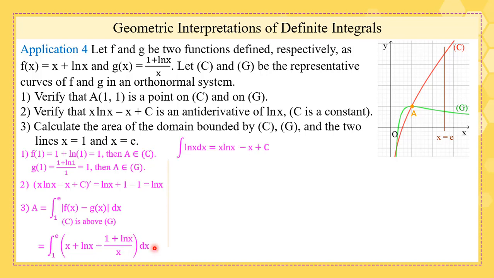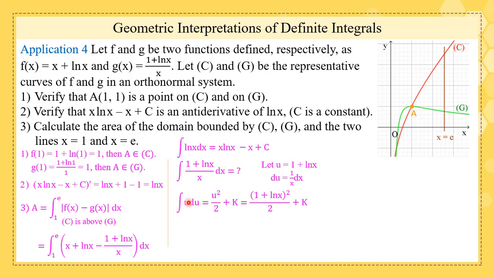We know that the integral of ln x dx equals x ln x minus x plus constant. The integral of (1 plus ln x) over x dx: let u equal 1 plus ln x, du equal 1 over x dx. Then we change the variable, we get u du, which is equal to u squared over 2 plus k, equal (1 plus ln x) squared over 2 plus k. Then the integral of x plus ln x minus (1 plus ln x) over x dx is equal to x squared over 2 plus x ln x minus (1 plus ln x) squared over 2 plus L.